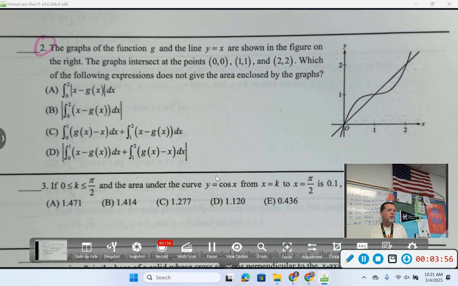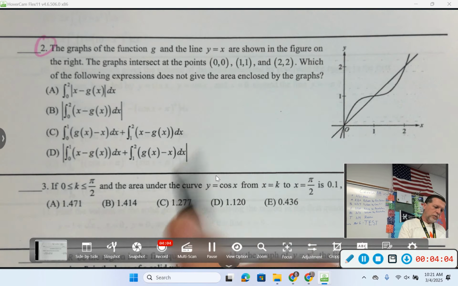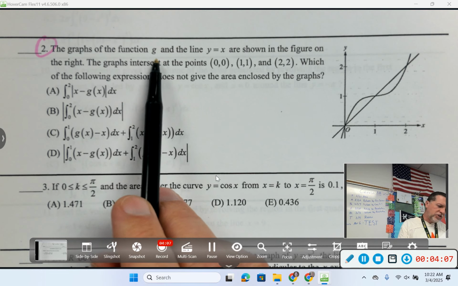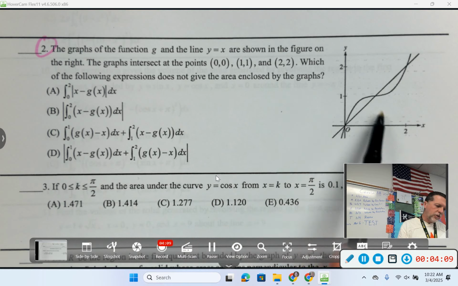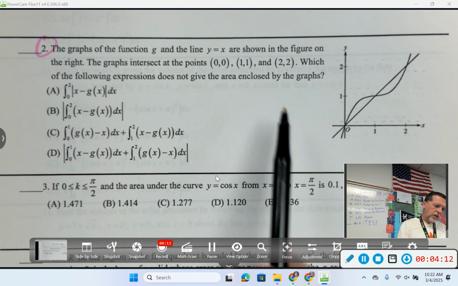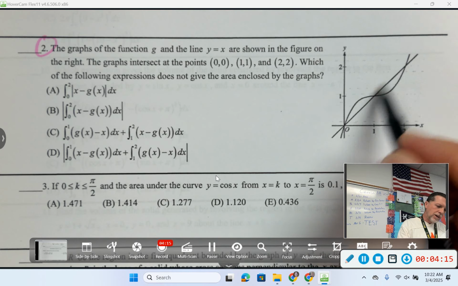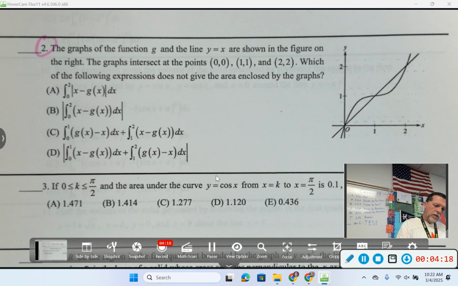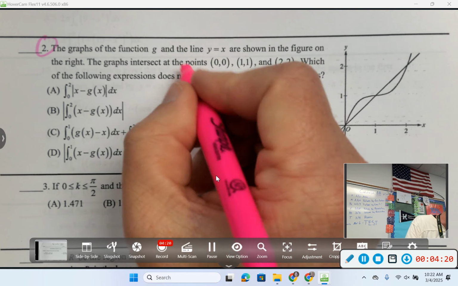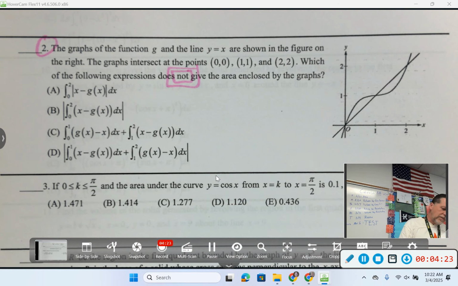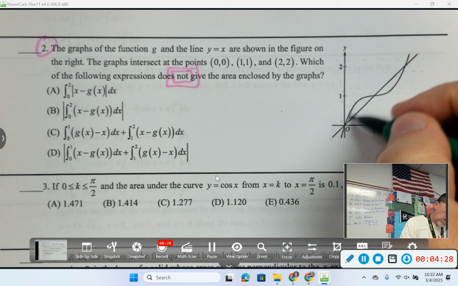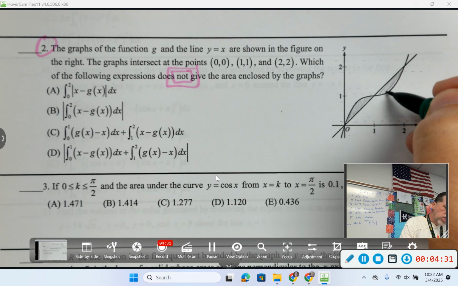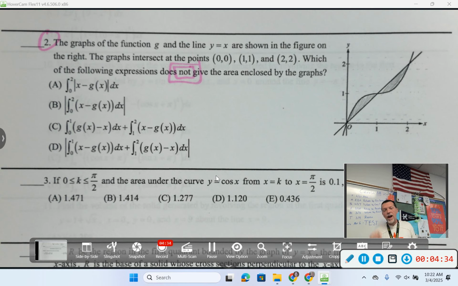Okay, so worksheet 4, again, not due, but some very helpful problems on there. Let's look at number 2 first. Several reasons we picked this problem. The graphs of the function g and the line y equals x are shown on the figure to the right. The graph intersects at (0, 0), (1, 1), and (2, 2). Which of the following expressions does not give the area enclosed by the graph? So there's the area enclosed by the graph.